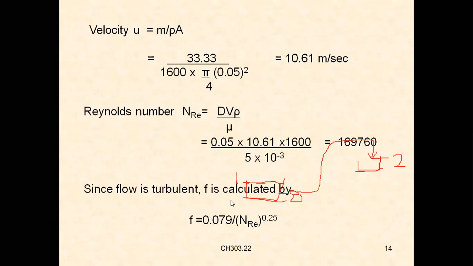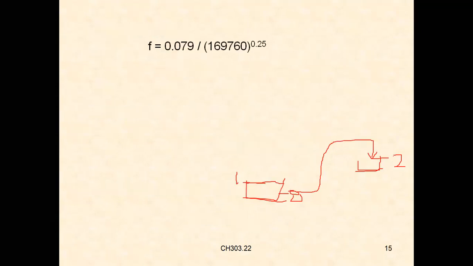For turbulent flow, the relation between the friction factor and Reynolds number is given by F is equal to 0.079 by NRE to the power of 0.25. By using this equation, we'll calculate the value of friction factor for the given Reynolds number. By substituting the value, we got F is equal to 0.00405. This is the value of friction factor.